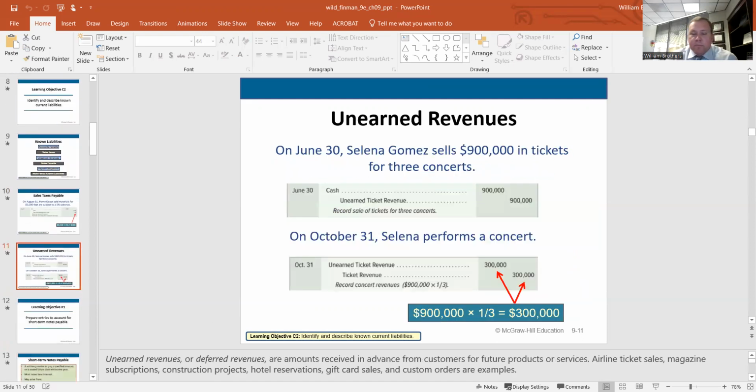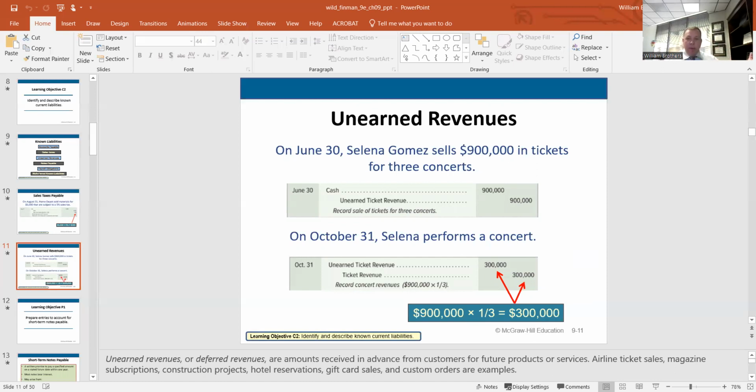Unearned revenues are situations where you have sold a service that has yet to be performed. They give an example that on June 30th, Selena Gomez sells $900,000 in tickets for 3 concerts. She has not performed these concerts at that point in time. So it's a liability because she has yet to earn the revenue. Essentially what's going to happen is the asset comes on hand at the time of sale.